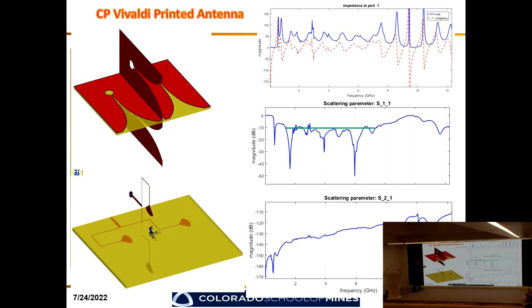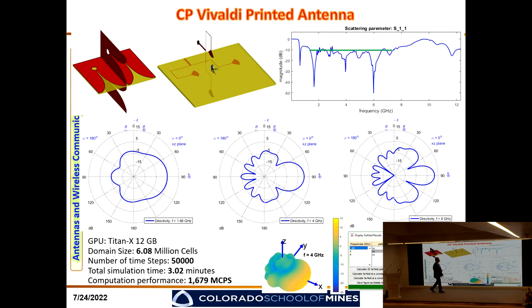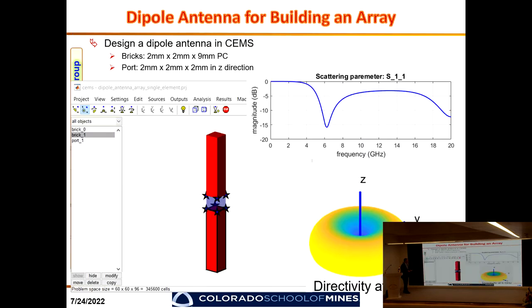The feeding structure is what you see here. And these images are coming directly from the simulator. And you can see the wideband characteristic, except for maybe those glitches here, but this is all under 10 gigahertz, under minus 10 dB. And the radiation pattern for this configuration.